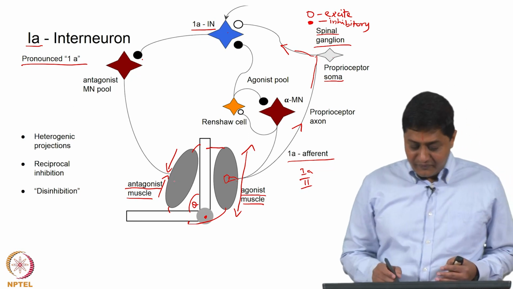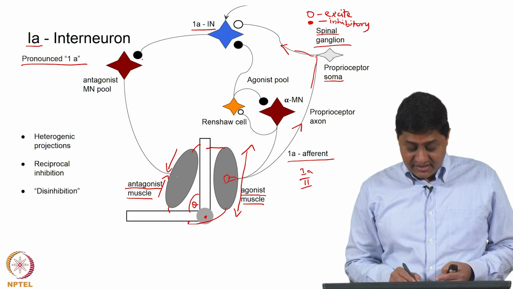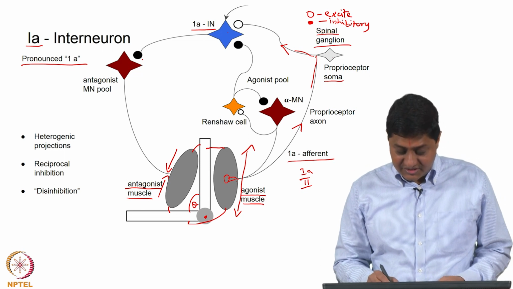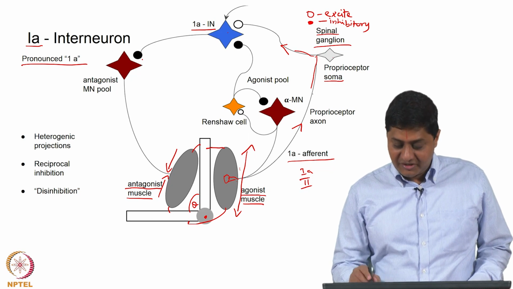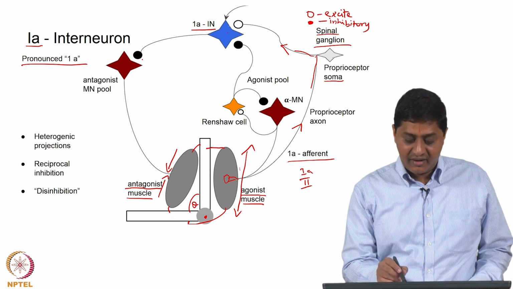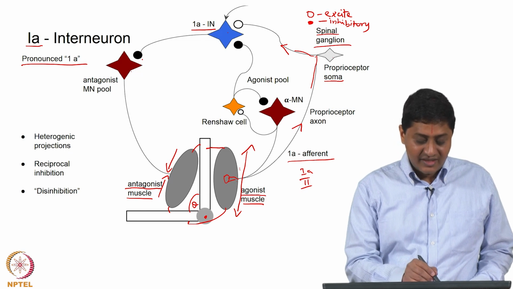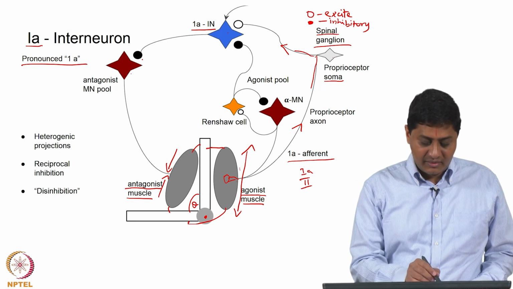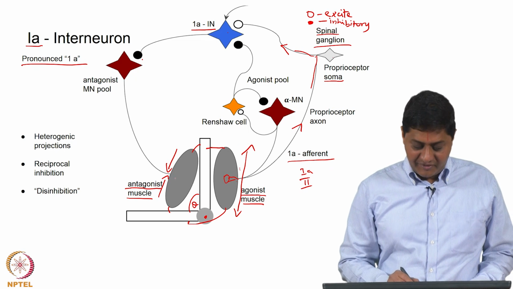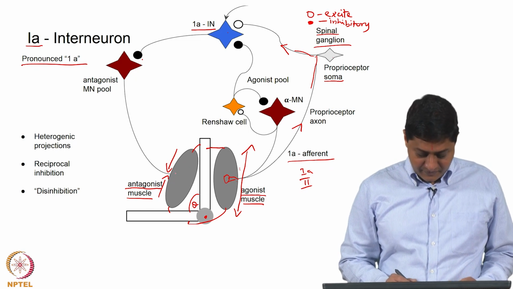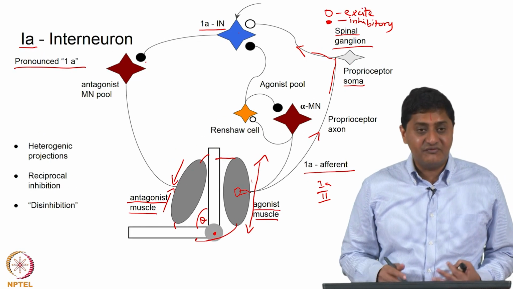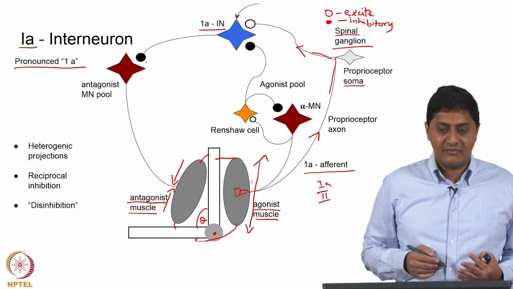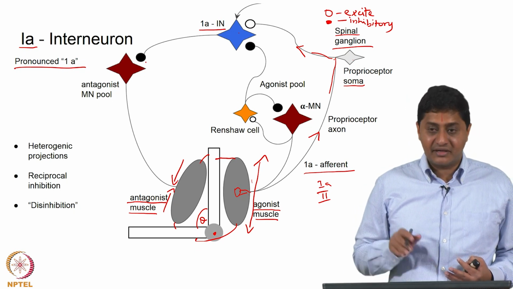So, in a way, as soon as it is realized that the agonist muscle is stretching, the proprioceptive information goes via the 1A interneuron and inhibits the motor neuronal pool and prevents contraction of this muscle. What will then happen? Then this contraction will reduce, right. So, the stretching will reduce, a method by which I am implementing negative feedback.